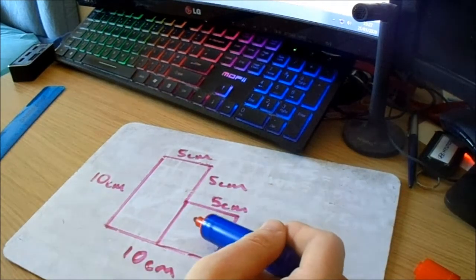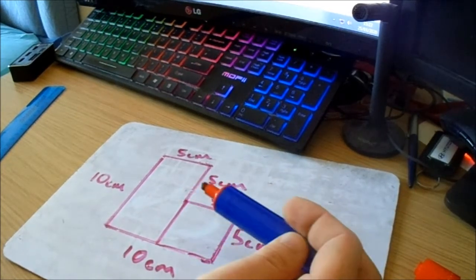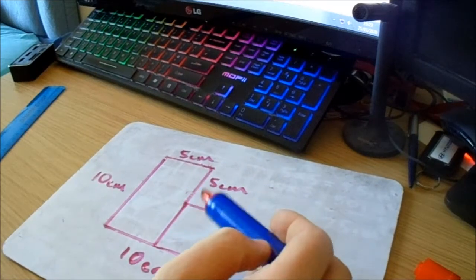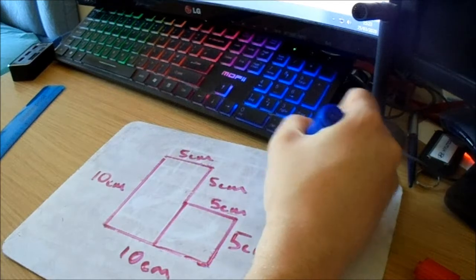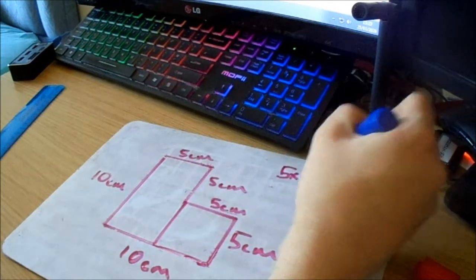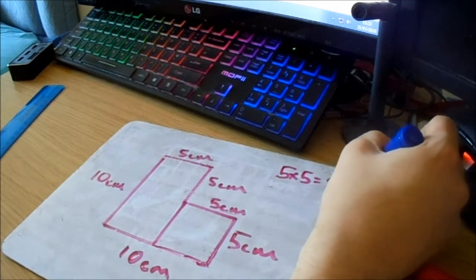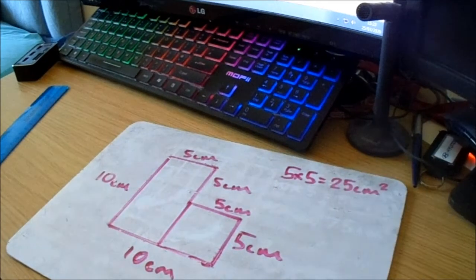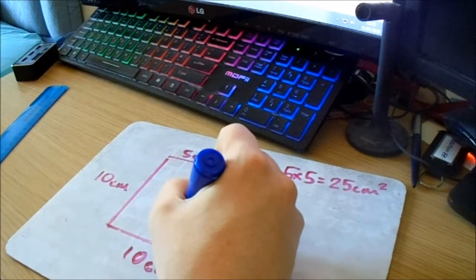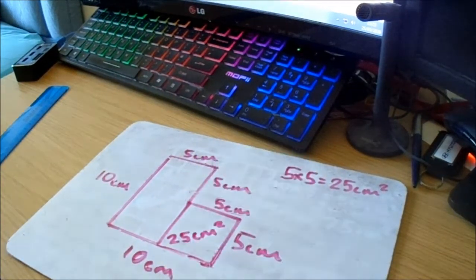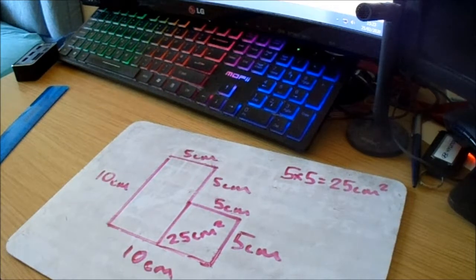First thing I'm going to do is work out the area of this square here. To do that I'm going to multiply 5 by 5. So up here I'm just going to do my multiplication. 5 times 5 gives me an answer of 25 centimeters squared. Do not forget those units. So that is the area of this square just here. I'm going to write it on there just so I remind myself.